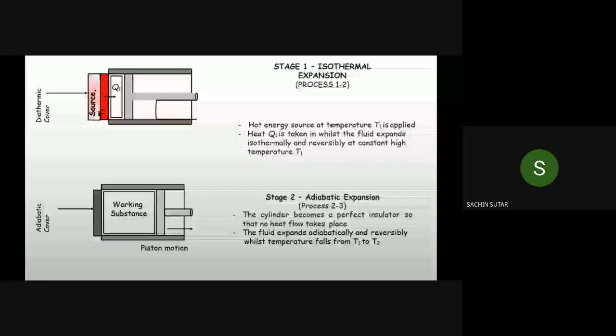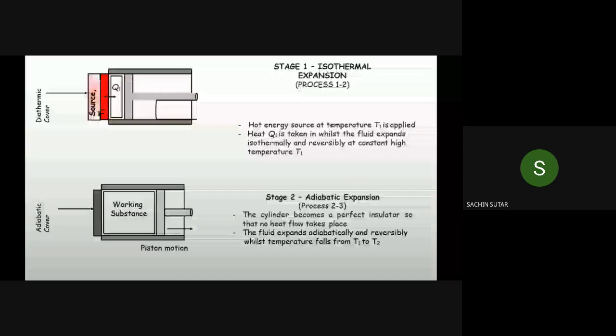So first, that is phase one. That process is called the isothermal expansion process. You name it as process 1 to 2. So during this expansion process, the temperature is T1, meaning now we are considering that heat is supplied to the engine at temperature T1, and at the same time we are getting the expansion. So we have this diathermic cover.